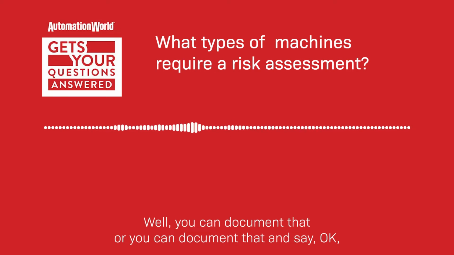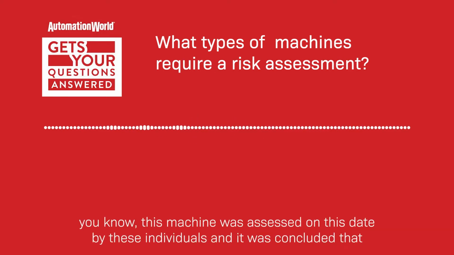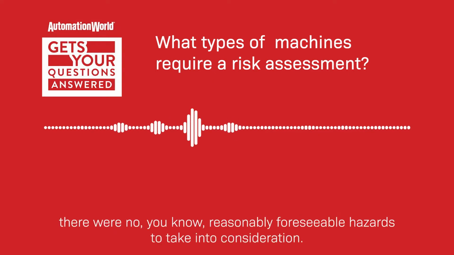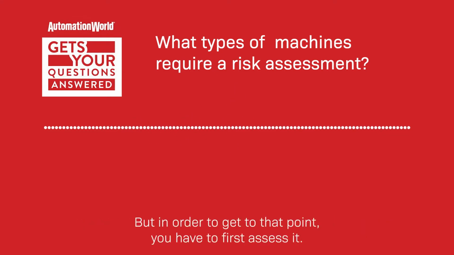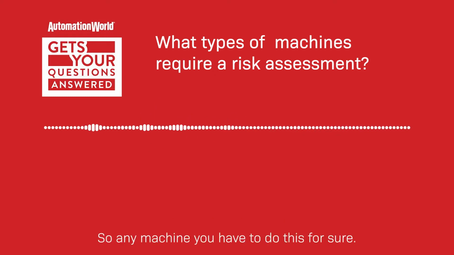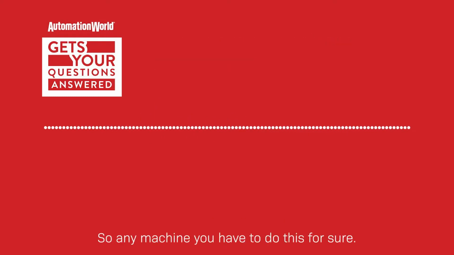You can document that and say, okay, this machine was assessed on this date by these individuals, and it was concluded that there were no reasonably foreseeable hazards to take into consideration. But in order to get to that point, you have to first assess it, right? So any machine, you have to do a risk assessment on for sure.